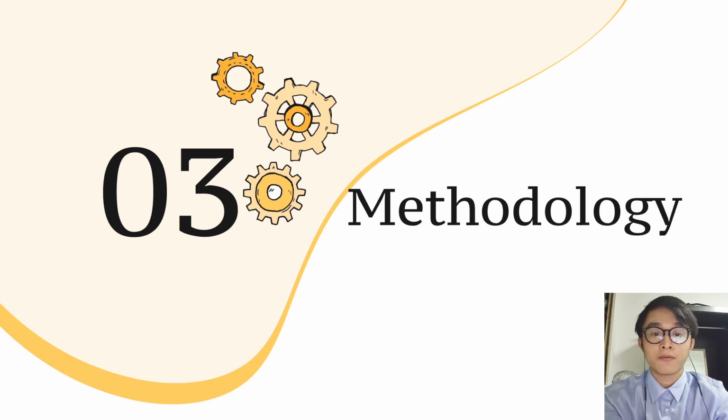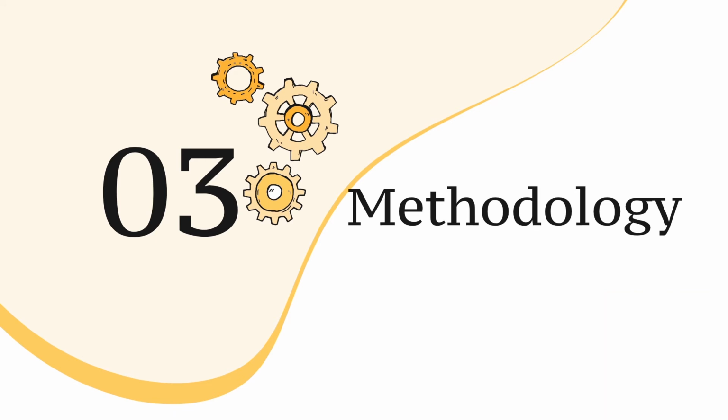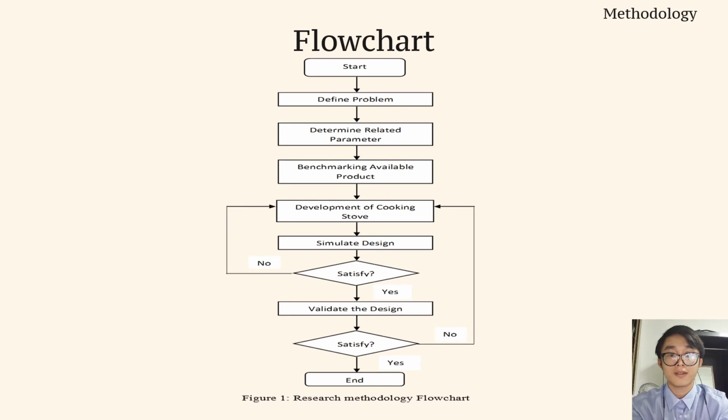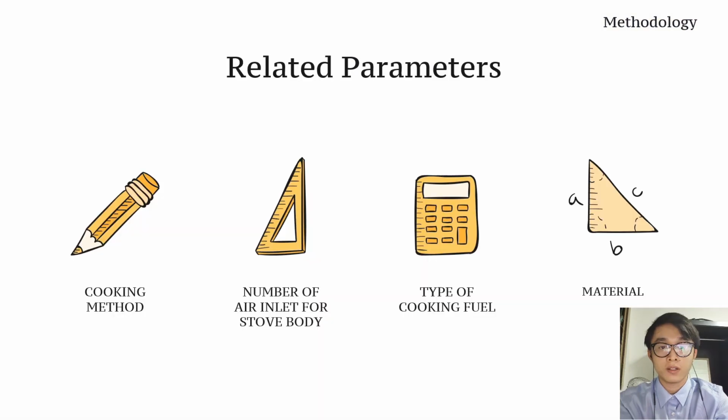The third part for this slide is methodology, which consists of flowchart, related parameters, development of NIPA pump set cooking stove, design of NIPA cooking stove, and lastly, simulation of design. This is the flowchart for this slide. For related parameters, there will be 4 parts. The first one is cooking method, then combustion efficiency, then type of cooking fuel, and lastly materials.